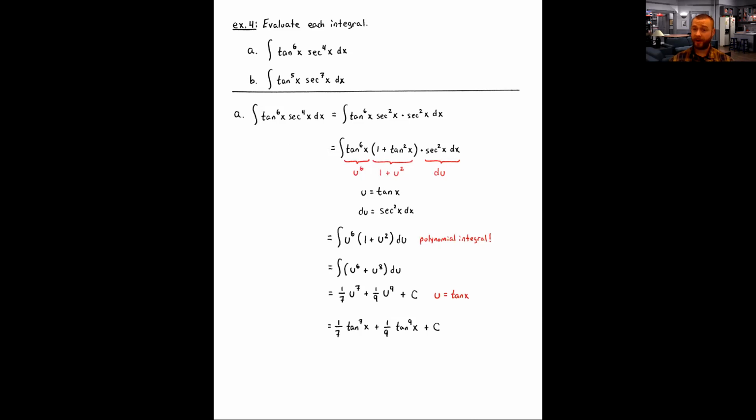All right, now with part A out of the way, maybe you feel more confident to make another attempt at part B. Before I advance to the next screen, maybe pause the video here while part B is still on the screen. Try again if needed, integrating tangent to the 5th times secant to the 7th. We'll check in a few minutes if you're making a second attempt at it, having seen the work and understood part A.